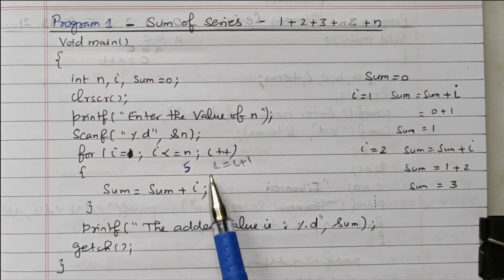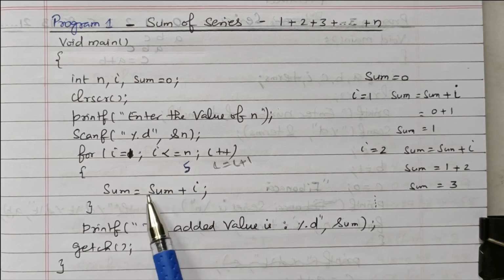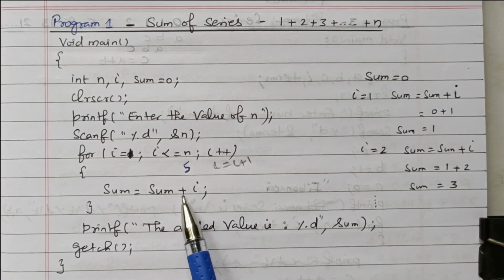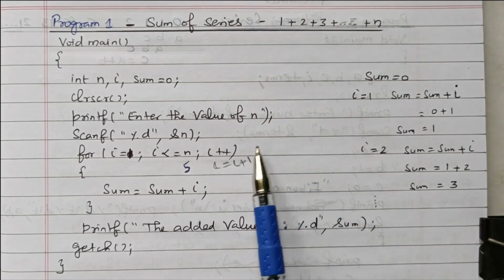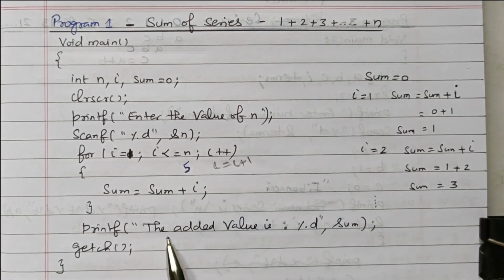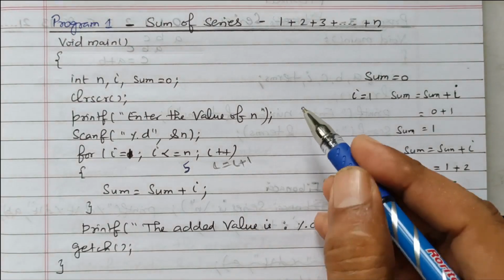So after executing all this up to this condition, the sum is added with I. So finally we will get the final answer. So printf, the added value is %d, sum. So it will give the final value. So after getch, we can close the program. Right. Now we'll see the output.